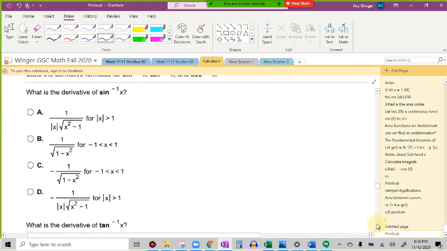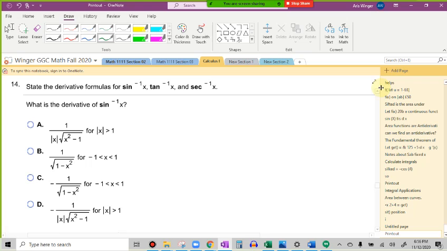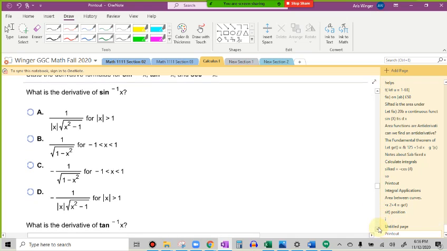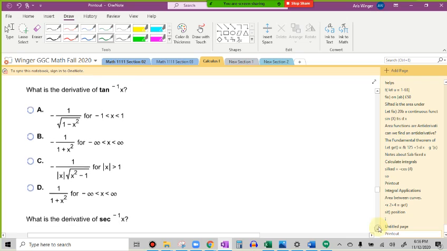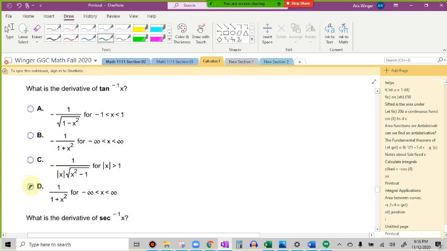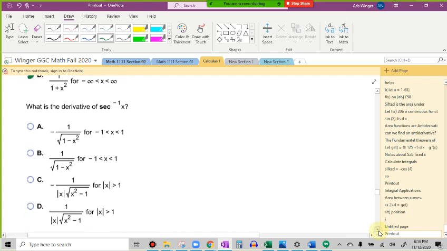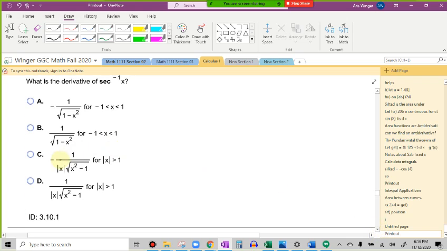Here I just made these, just need to make sure that you know they exist, right? So the derivative of inverse sine is 1 over the square root of 1 minus x squared. The derivative of inverse tangent is positive 1 over 1 plus x squared. We have not done inverse secant, but it is this one. You just have that in your memory.